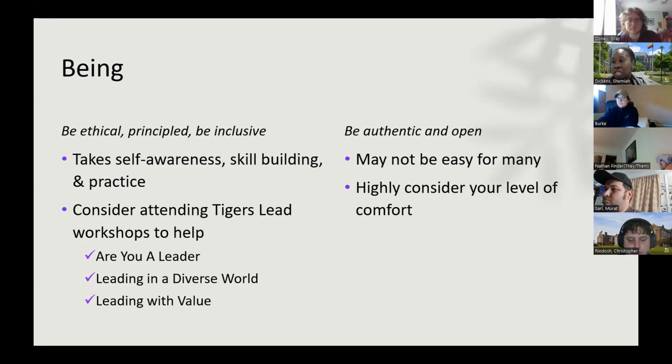What I really want you to take the most from this when we're talking about being inclusive and ethical, and also principled, 1, your values matter, but 2, having that time to sit down and figure out what all of this means is important, which is why I referred you all to the program, Tigers Lead, in order to have that conversation with yourself if you have not yet.